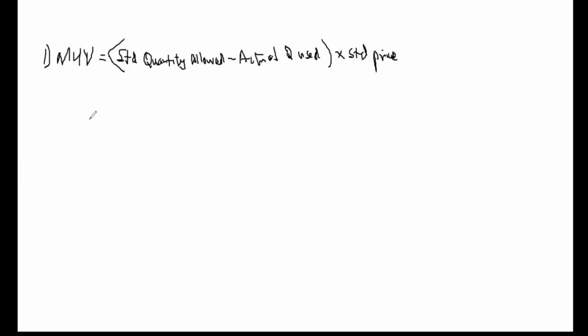Okay, so if you check the information that we've been given, do we have standard quantity allowed? Yes, we have been given. It's the material usage allowance, 16,000. 16,000 minus the actual, we've been given actual quantity used, 15,000.